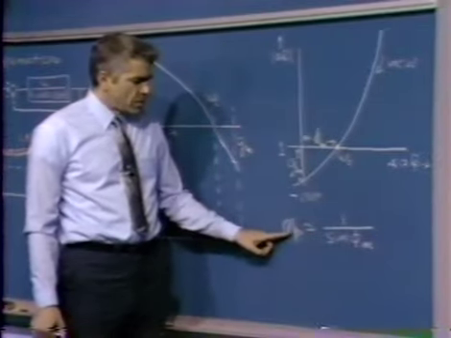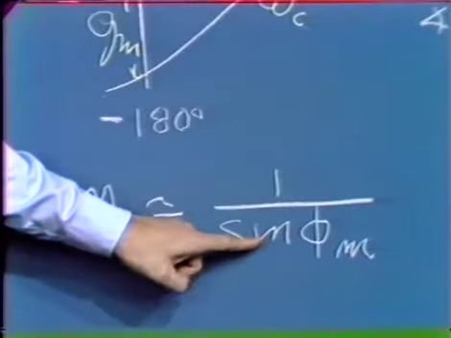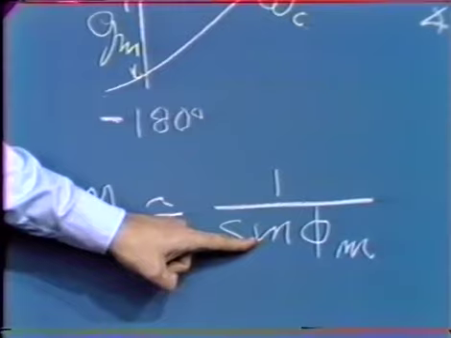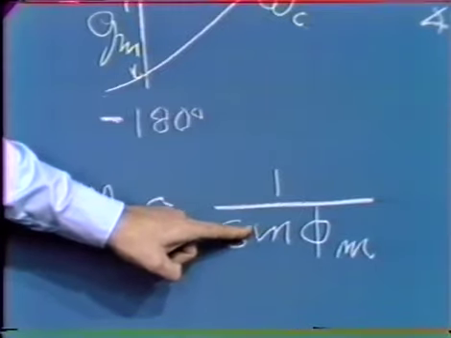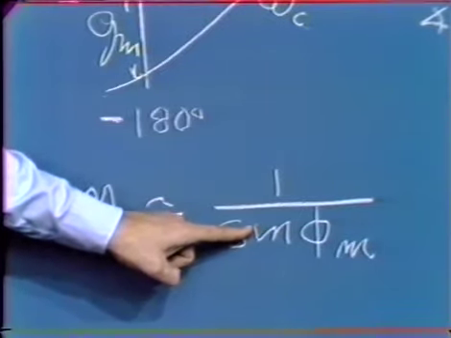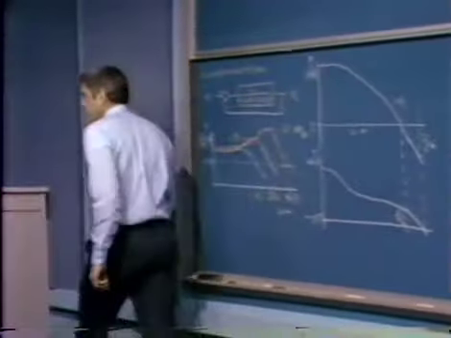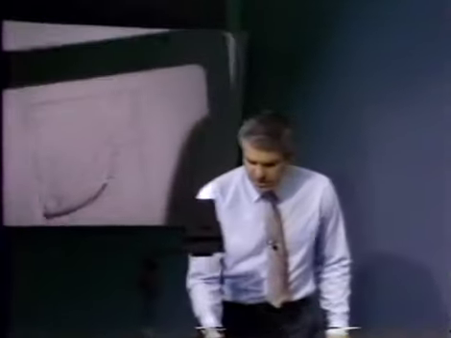And that's simply that M sub p is about equal to 1 over sine of the phase margin. That's not a mathematically exact relationship, but just a relationship that empirically exists for most systems of interest. And we can at least offer a plausibility argument for why that relationship might hold, or might be a good approximation, as follows.